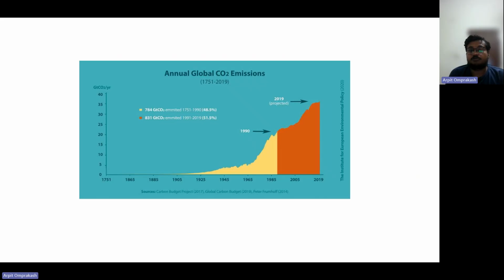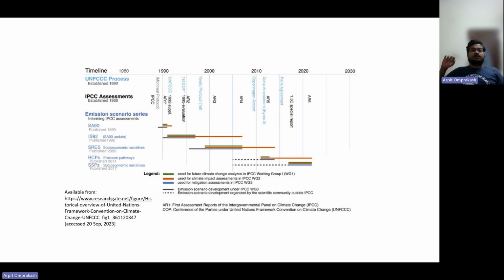Right. So the amount of carbon dioxide that we emitted in the past 30 years is half of the total amount of carbon dioxide that we ever emitted after the Industrial Revolution. Right. So that's quite a big thing. Yeah, it's almost equal, half of it. Yeah.